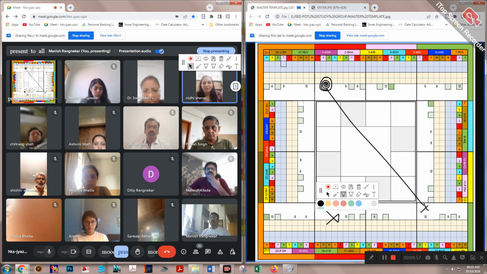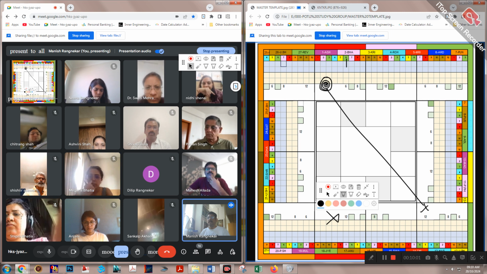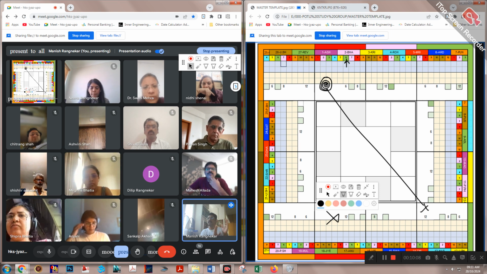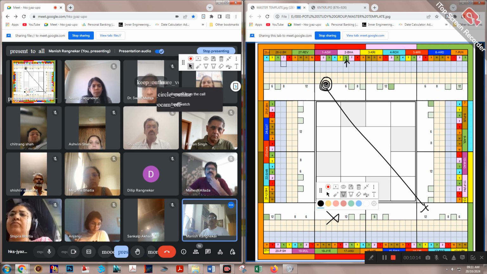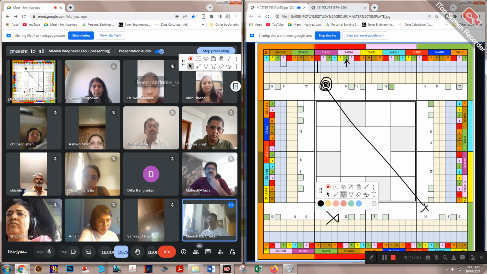So can you repeat once? See, whichever number, okay, I'll make it in a very ABCD language. Whichever number and color that you see, just connect that to the respective Rashi. So basically, if you see this, which Rashi comes to your mind? Nidhi, first Rashi, correct? Aries.